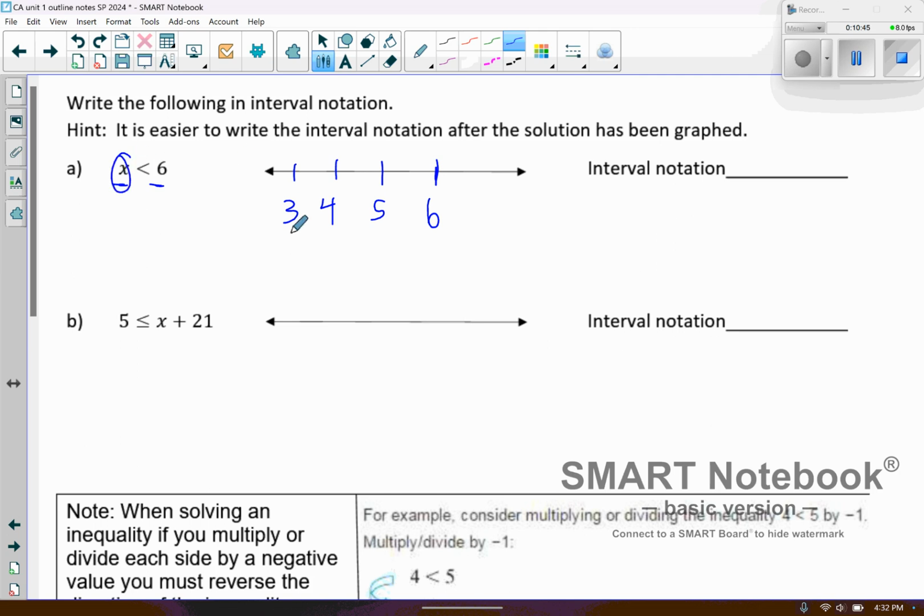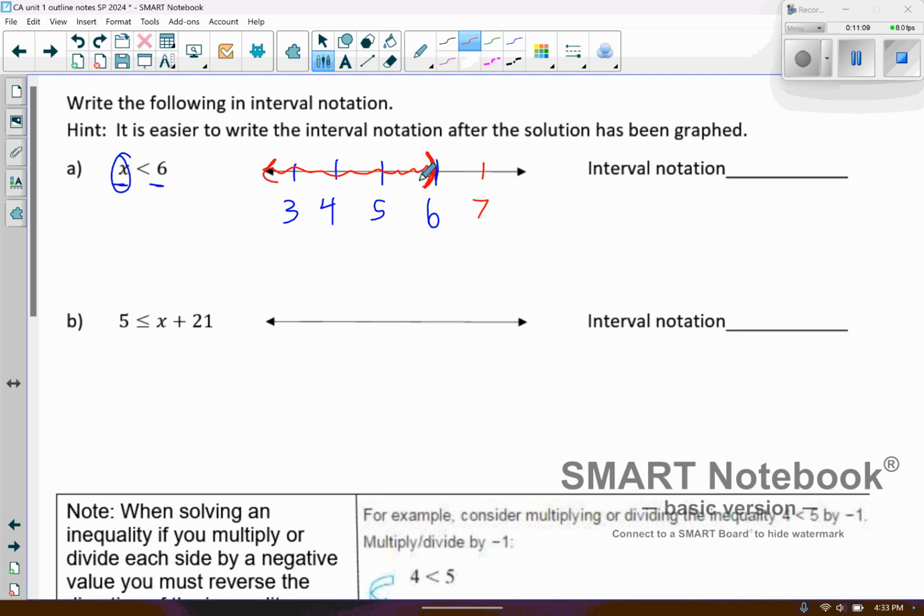If I were to plug in any of these values to the left of 6, that would create a true statement because all those numbers are less than 6, right? If I try to plug in 7, that's not going to work. That would be a false statement. 7 is not less than 6. So that's which way I'm going to go, and then I have to put my parentheses right there, and that's my graph.